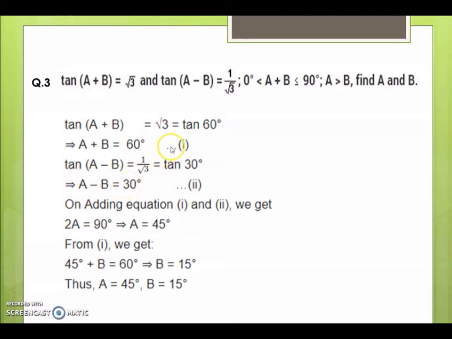So these will give you two equations. A plus B is 60 and A minus B is 30. So now you can use your elimination method and you can find the values of A and B. When you add the first and second equation, B will cancel out and you will get 2A is equal to 90, or A is equal to 45. Then once you get A, you can find the value of angle B, that is 15 degree.